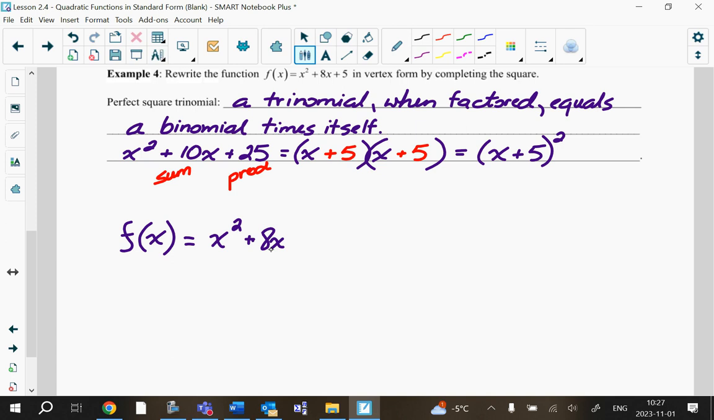Okay? And here's how you find that number. First of all, I'm going to separate that plus 5. And what I'm going to do is make a trinomial that I can factor. So I'm going to put in a number here so that when I factor it, I get this. The question is, what number do I put in? That's really hard. Okay, remain calm.